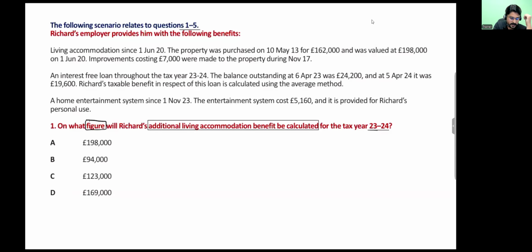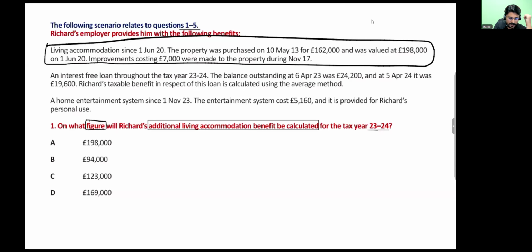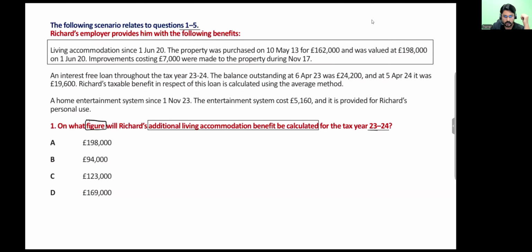The first question is pertaining to the first paragraph of the scenario. And by the way, the examiner is not asking you whether cost or market value will be used in the calculation. No, it's not like that. The examiner is asking you on what figure the additional accommodation benefit will be calculated for this year. Samra, your answer is correct.